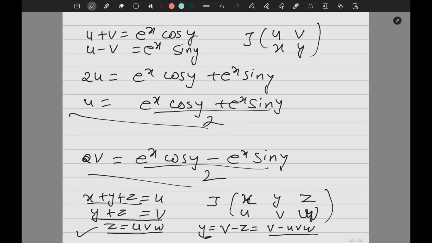Same way, what about x? x will be equal to, I am writing here, x is equal to u minus y minus z. Put the value of y, put the value of z. So x will become a function of uvw. And then you solve your determinant. So this is the first category of question where they are just playing with the variables and you have to find out.